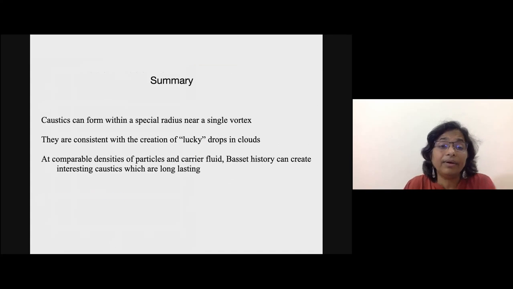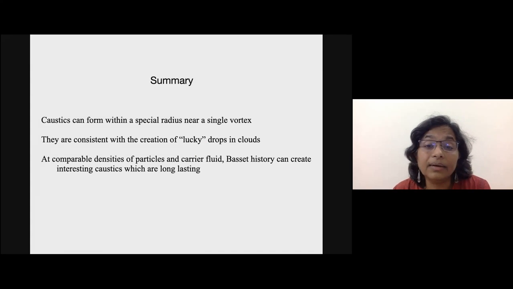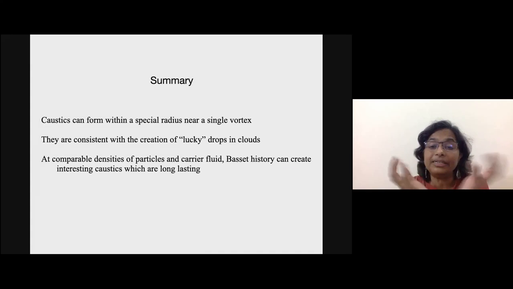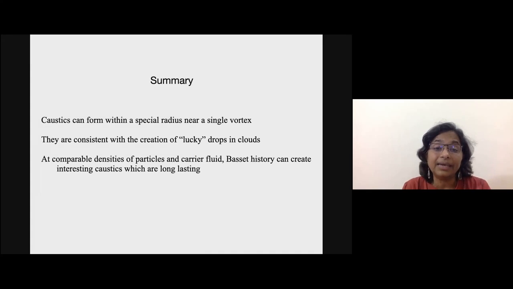And I'll end my talk with the summary that caustics can form within a special radius near a single vortex, and they are consistent with the creation of lucky drops in clouds. So we can explain how rain initiation can happen by using this concept of caustics near a single vortex. And when you have lighter particles, you can have a lot of interesting types of caustics which are long lasting. So thanks for your attention.